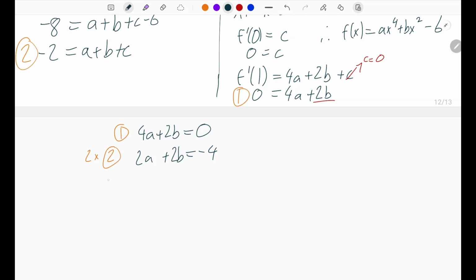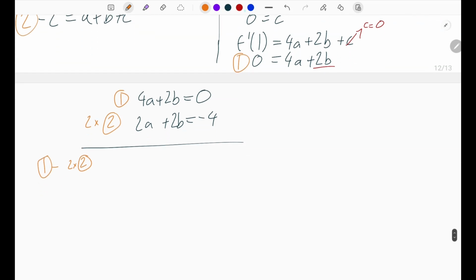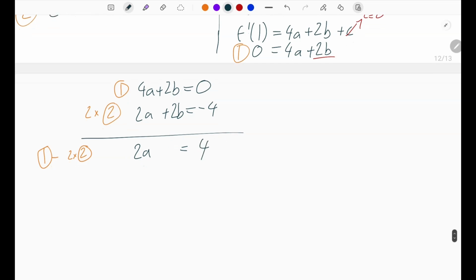Okay, let's use elimination. I've kind of stacked up the equations here already. We're going to do 1 minus double 2. We could have called it equation 3, but too late for that. And we're going to get just 2a is equal to negative 4. And by subtraction, that should be positive 4, actually. Careful about your double negatives. And so a is equal to 2.